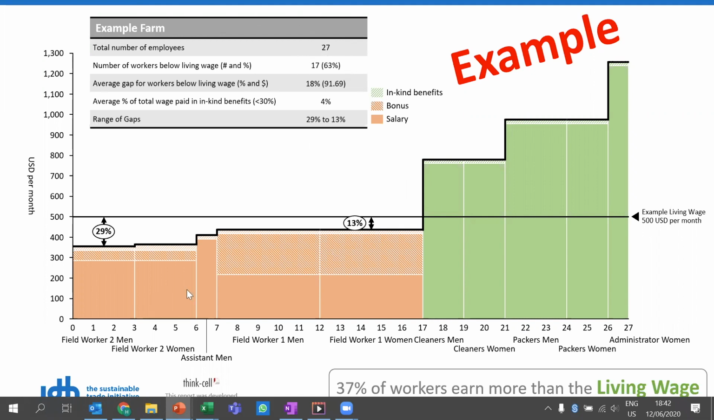So when we look at the chart, on the x-axis we will see the different job categories, both men and women. On the y-axis we can see the total remuneration in US dollars per month. The darkest category we will see is salary, the next category is bonuses, and the third is in-kind benefits. We can also see which workers are being paid below the living wage by looking at those colored red. You can see the typical living wage gap, lowest living wage gap here, as well as the smallest living wage gap here. The horizontal line indicates the living wage benchmark used, and in this example it was $500 per month.